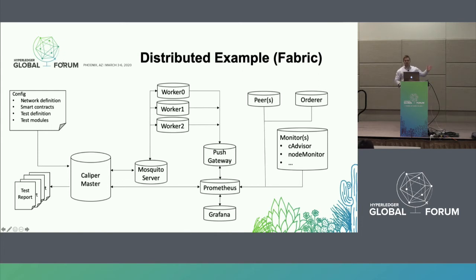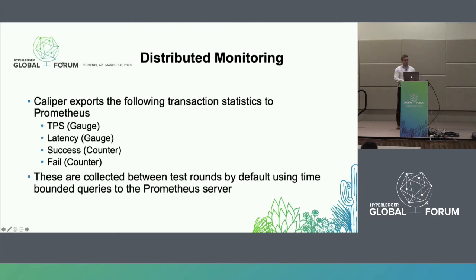And you can imagine this could work in Kubernetes or in a Docker Swarm kind of scenario. So again, we can move from a local laptop running on your Mac up to something suitable for enterprise level testing. So Caliper exports certain items to Prometheus so that we can retrieve them later. We send out TPS, the latency, and our success and fail count. This is per worker, and we can then run queries on these to aggregate results.